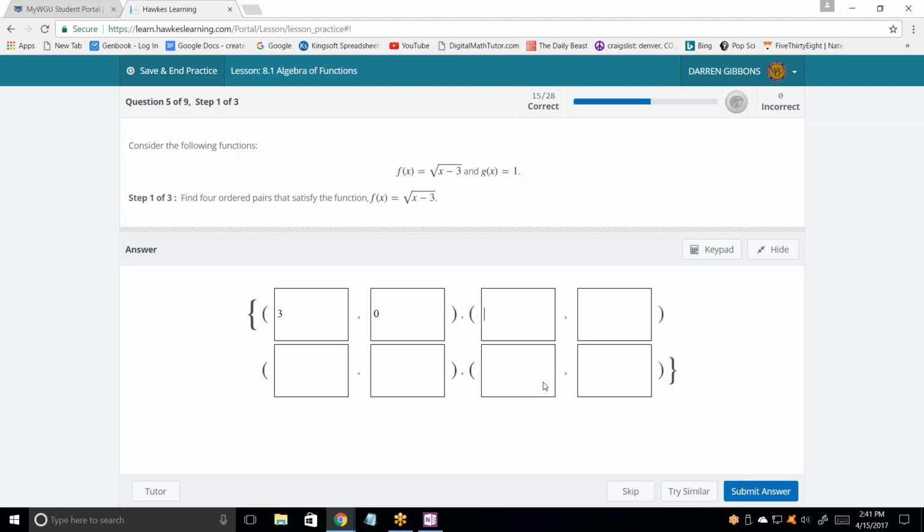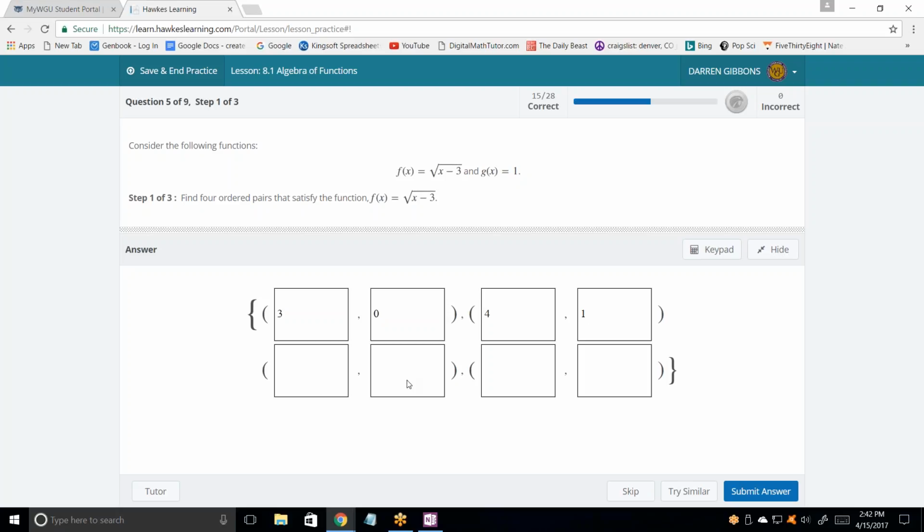Now, let's find another x. Well, let's just go up by 1 each time. My next choice of x is 4. That makes a logical choice because what is f of 4? 1. Okay. Now notice that if I pick 5, my answer is the square root of 2.